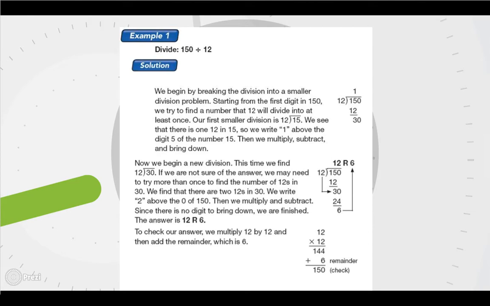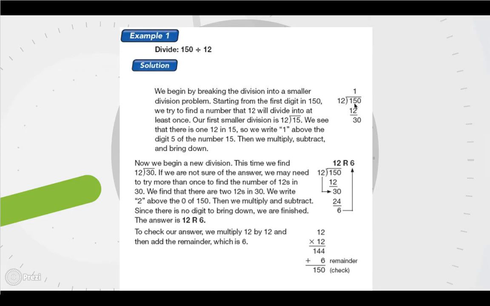All right, so what we're learning today is to divide two-digit numbers using two-digit divisors. When we begin these problems, we're going to break this into smaller problems. First, look at the first number here, 150, and see if our divisor can go into the first number, which it can't. So we move on to the second number.